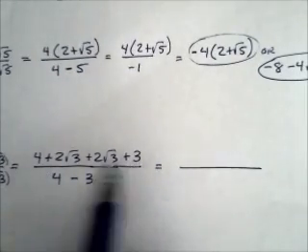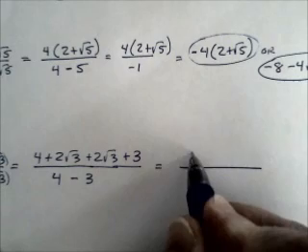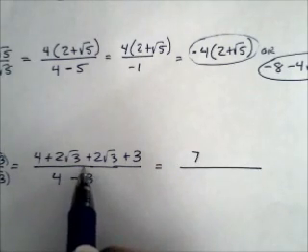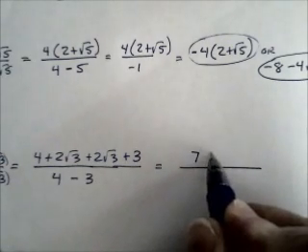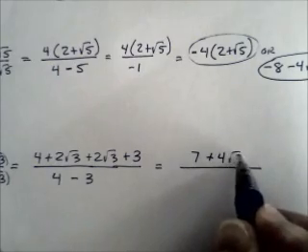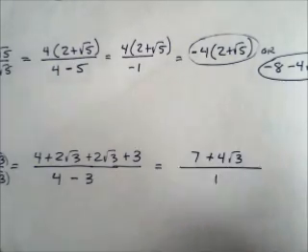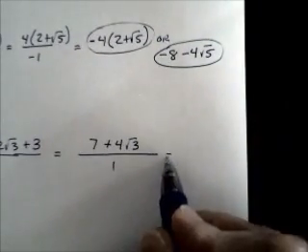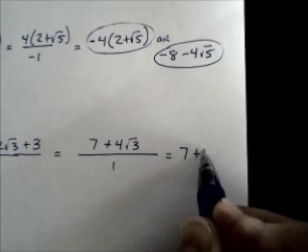Combining like terms in the numerator, 4 and 3 is 7. And 2 square root of 3 plus 2 square root of 3 is 4 square root of 3. All over 1. We should have just left that as simply 7 plus 4 square root of 3.